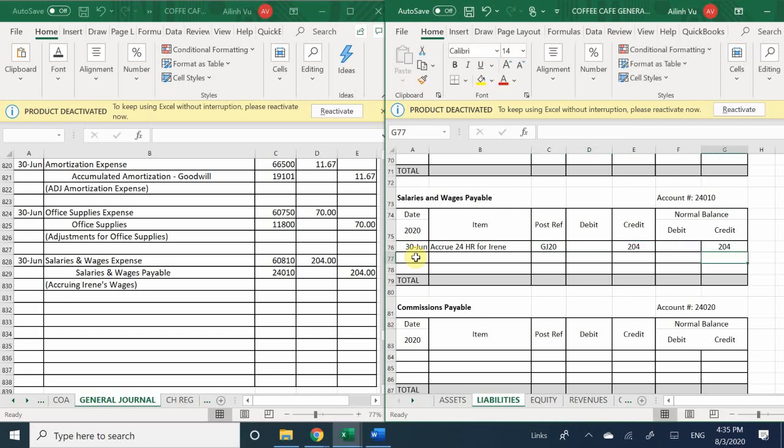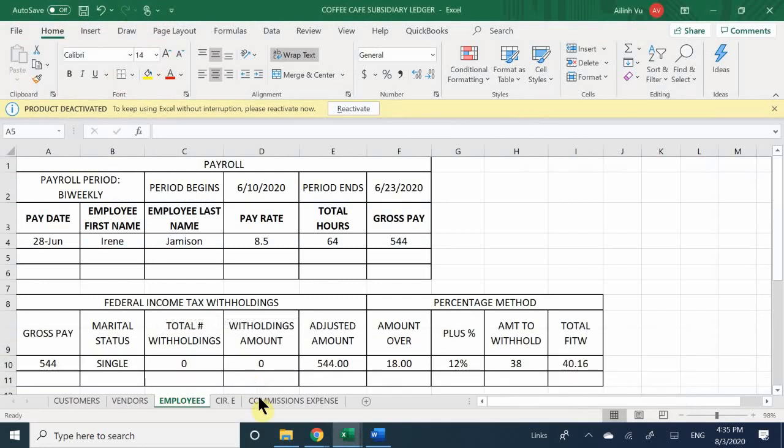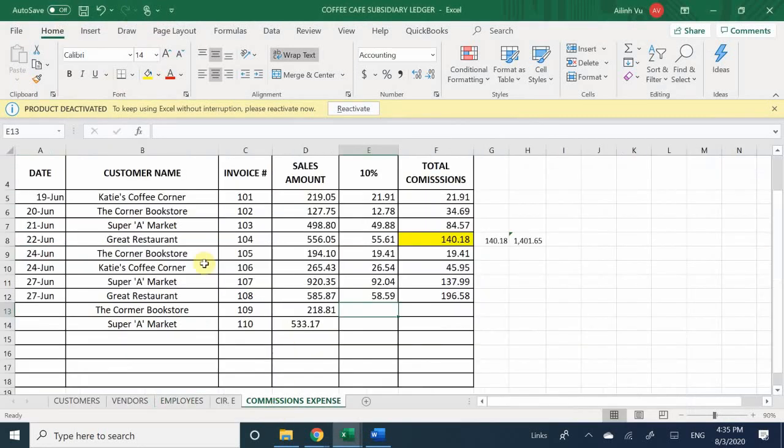All right, 204. And then lastly, do Albert. So let's go to commissions. Okay, all right, commissions. So here we're going to highlight, since we didn't deliver the last two, all we really owe him is this $196.58.